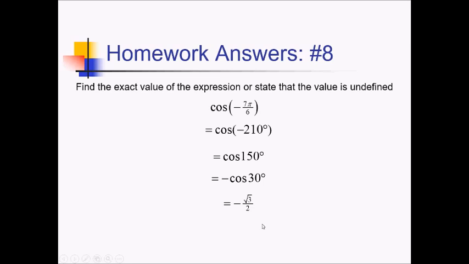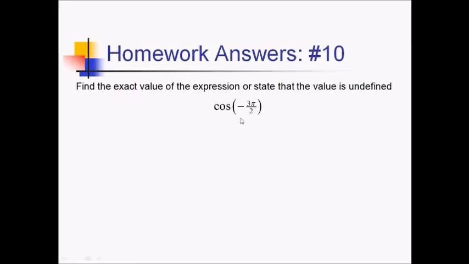To figure out the sine of 120, let's use a reference angle. 120 is 60 degrees away from the x-axis, from the 180 line at least, and sine is positive above the x-axis, so this is positive sine of 60 degrees. Now we know sine of 60 is radical 3 over 2, so that's going to be our answer.